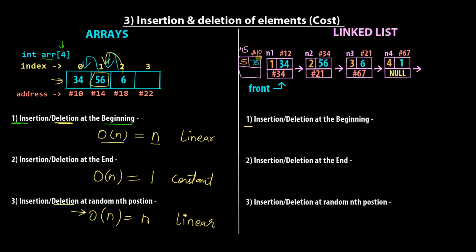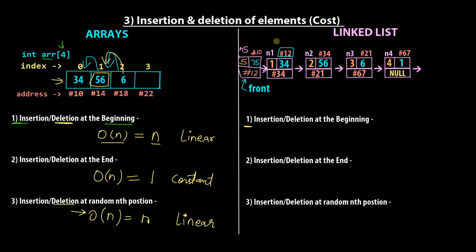You have to take this new node, and you simply say front will now start pointing to n5. n1's address, which is hash 12, has to be stored over here. So hash 12 will be stored over here. And when you do that, this linking will be made. So n5 will now start pointing to n1, and the new front value will now be n5. So front will start pointing to n5. You can see front is now pointing to n5.